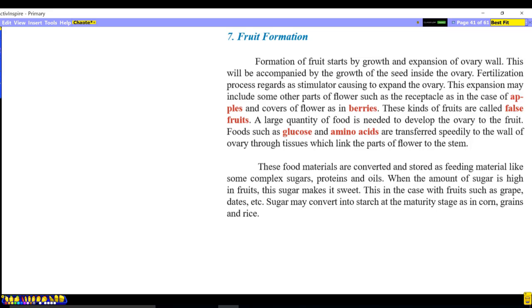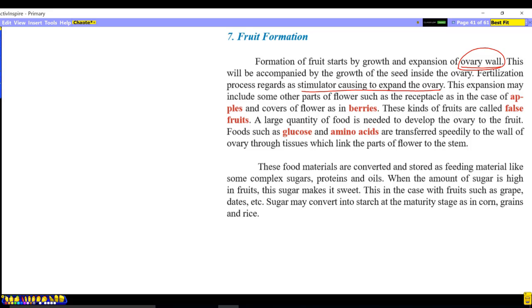Formation of fruit starts by growth and expansion of the ovary wall. Generally, fruits are formed from the ovary. This is accompanied by the growth of the seed, as the ovary wall stores food and expands to form fruit. At the same time, the seed is also formed in the ovary, because the fertilization process results in seed formation and also stimulates the ovary to expand for fruit formation.